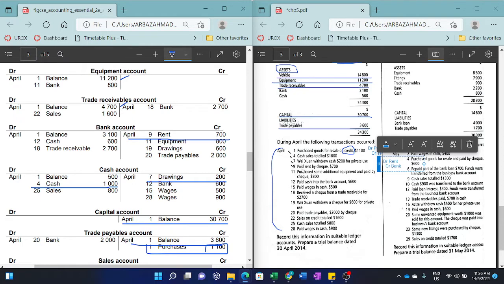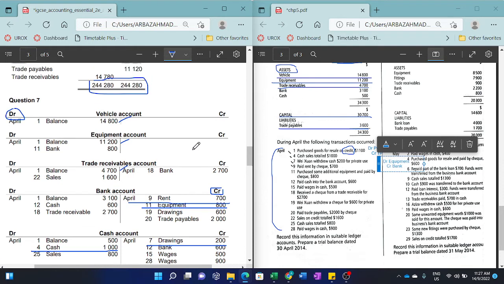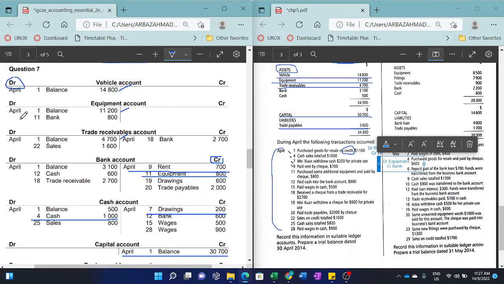Okay, now I have purchased some additional equipment and paid by check. Equipment is going to be debit and credit is going to be check, right? Bank. So when I pay money by bank, my money reduces, so I credit. And my equipment, I already have an equipment account, so my equipment will increase. So debit means increase asset, right? Because it's an asset, so increase.